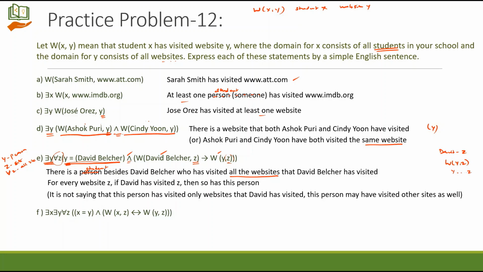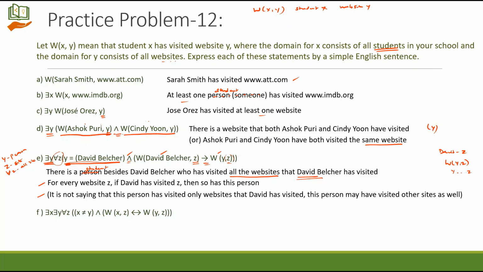It is not saying that this person has visited only websites that David has visited. They are saying the person may also have visited other websites, but whichever websites David visited, everything is being covered by that person. That's why they mentioned the implication operator.